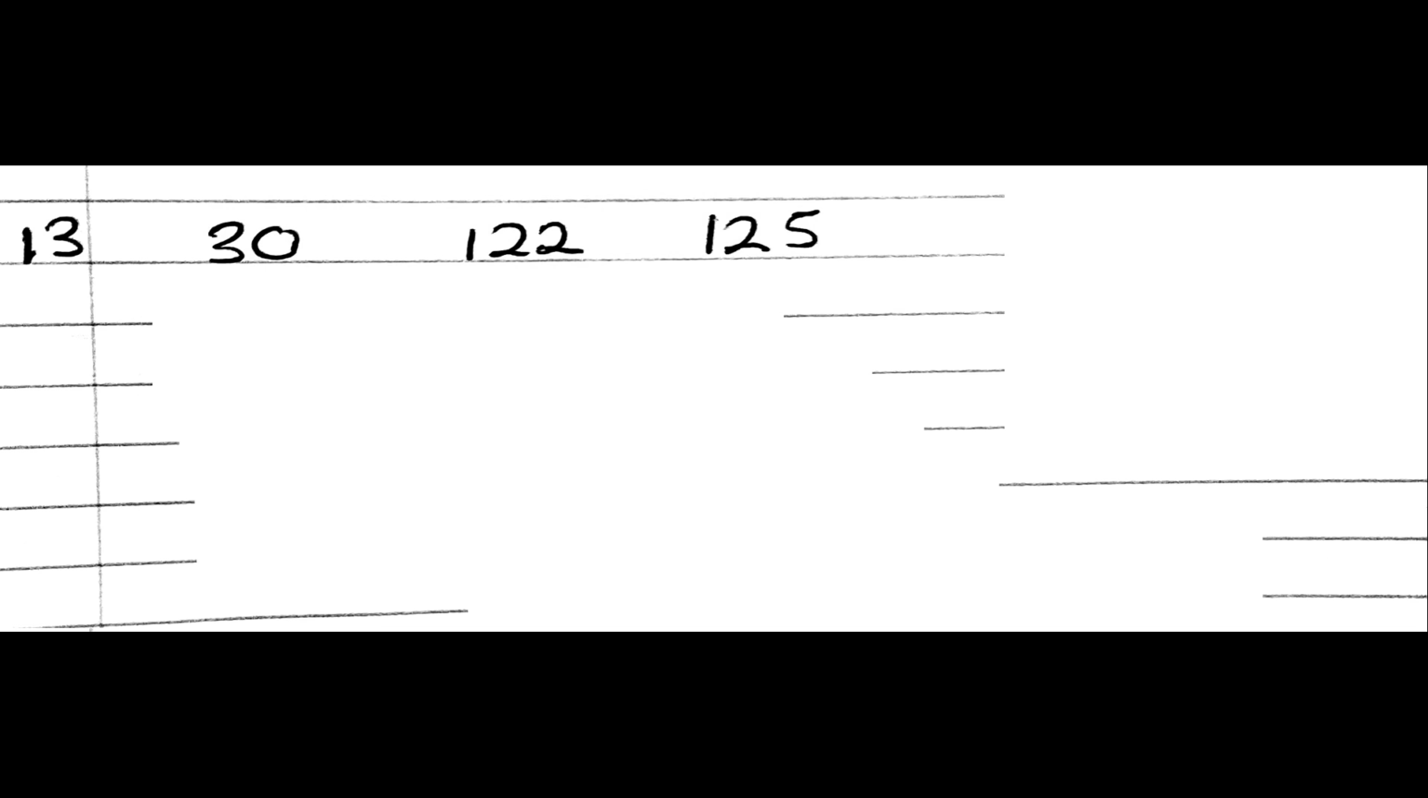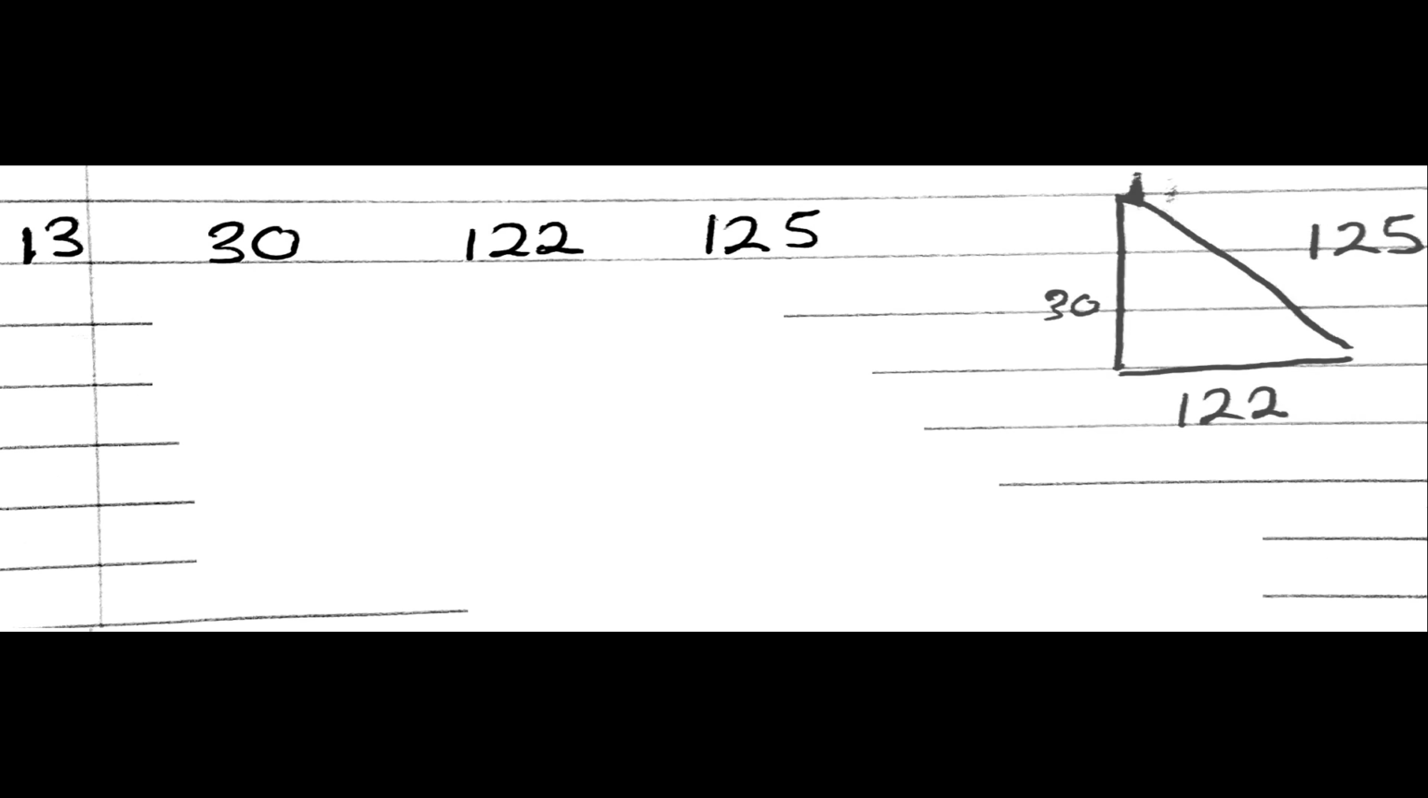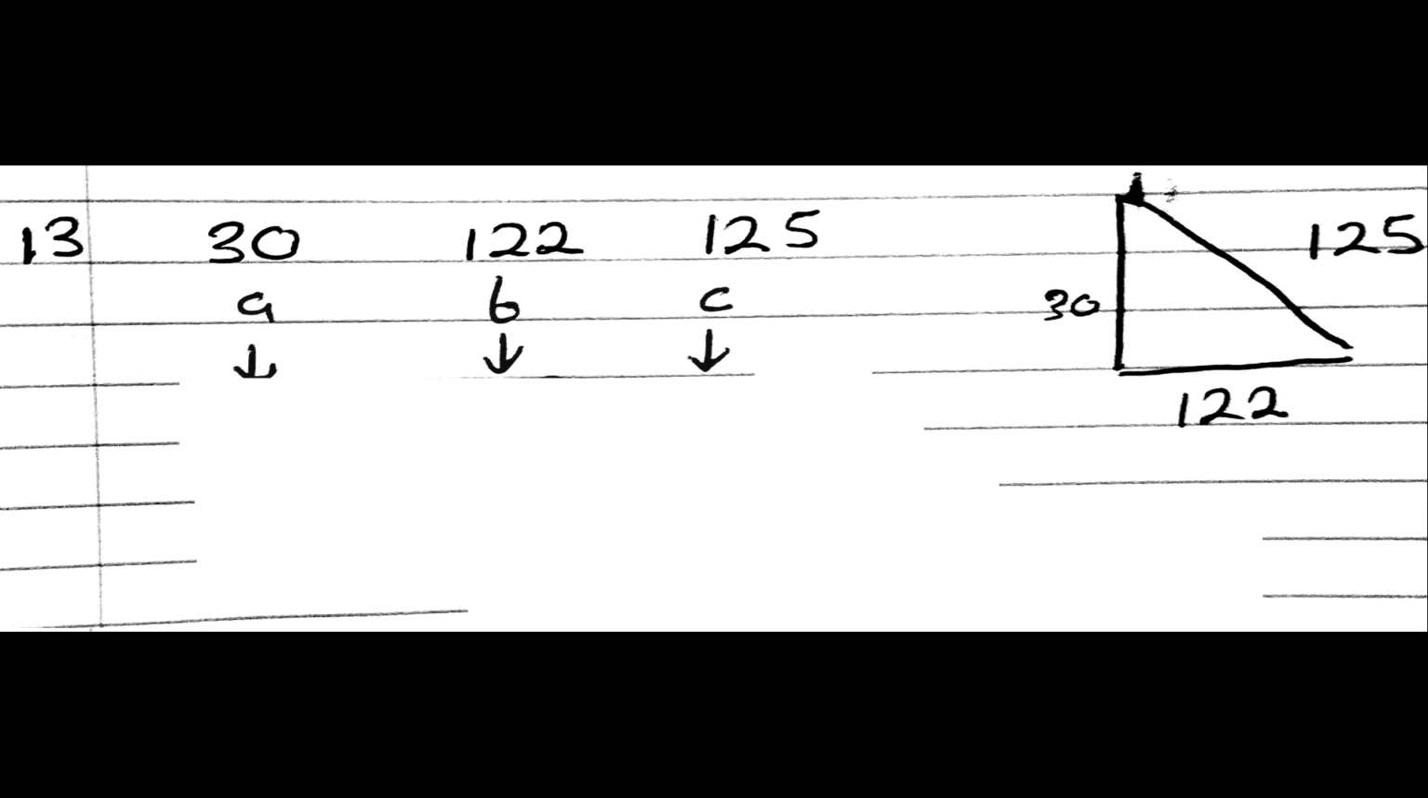Now the second problem we have here, 30, 122, and 125. And again, I drew a triangle. Again, this is what we call not to scale. That triangle would be very long and very skinny based on those sides. But again, we drew it just for fun. You don't have to draw it. Our sides here are A squared plus B squared equals C squared. And there's our Pythagorean theorem.